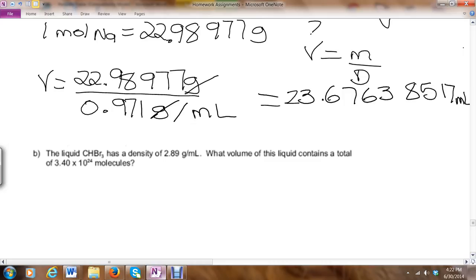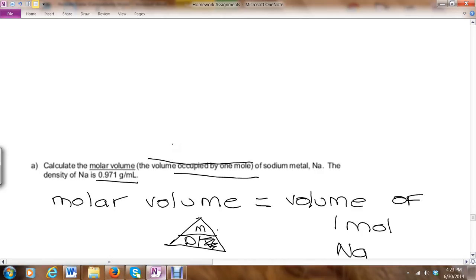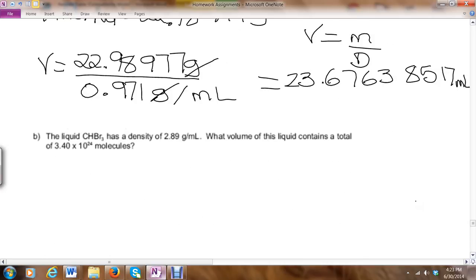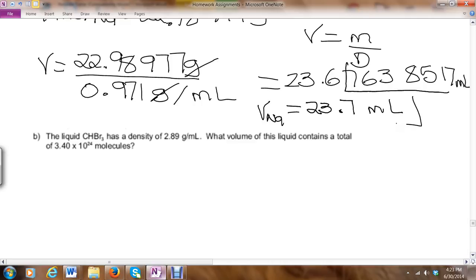Now, hold on. How many sig figs do we have to put? Molar mass, no sig figs. The only thing we have to consider is the sig figs they gave us in the problem, the data given, which was a density with 3 sig figs. So the volume of sodium metal is going to be 1, 2, and 3, right? We drop all this, and it's going to be 23.7 milliliters. And that's the answer for this.